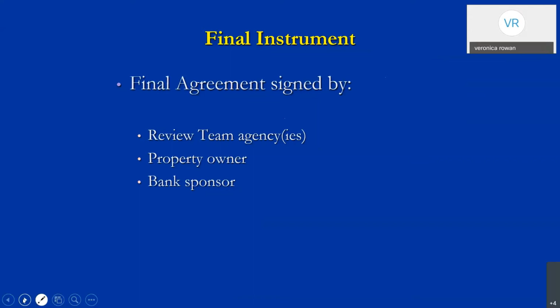And it's a building process. So once you get to this stage, you've built this agreement, you've built the package that will become this conservation bank.